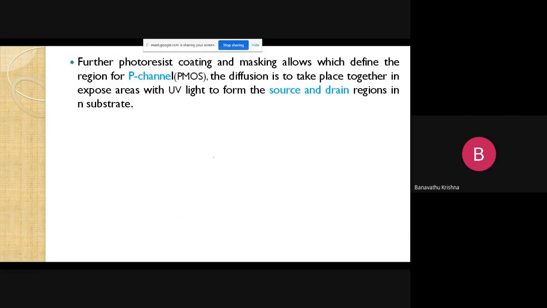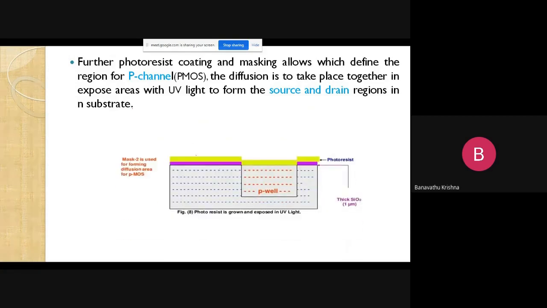So let us see here. This is the previous diagram. Further, we can cover the entire surface with the photoresist layer, and masking defines the P-channel.